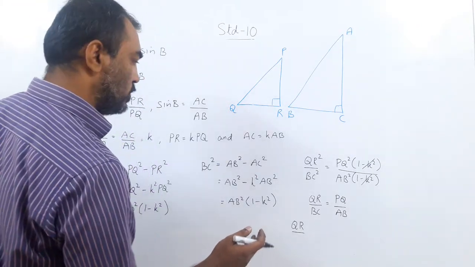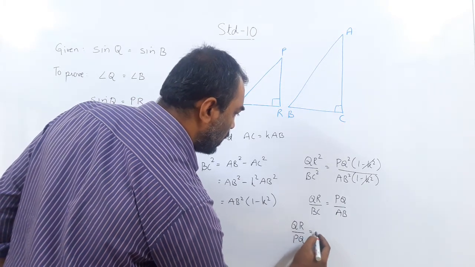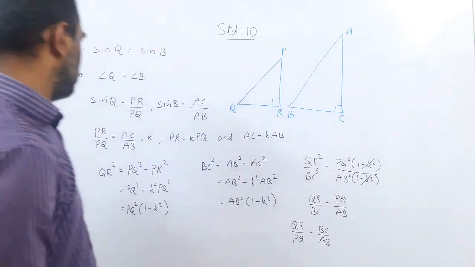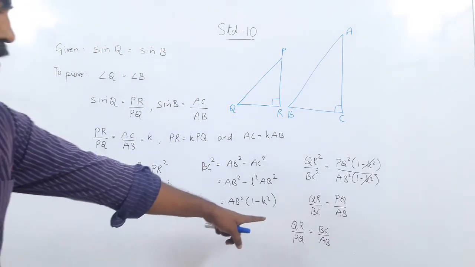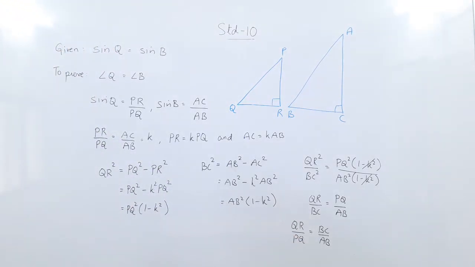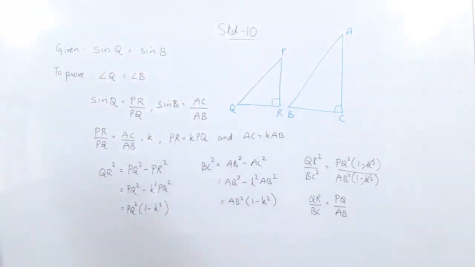Okay, so QR upon PQ equal to BC upon AB. Remember this. QR upon PQ is BC upon AB. Or let me keep it as it is. Yes, so what have we got? The ratio. I do not need to simplify this further. Let it be as it is. Okay, till here we have got it. Is it clear till here?